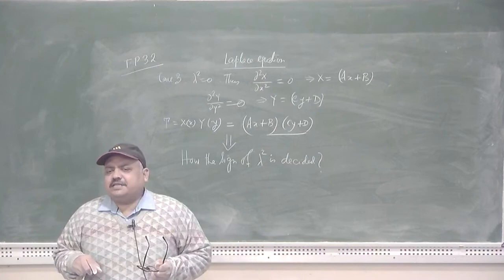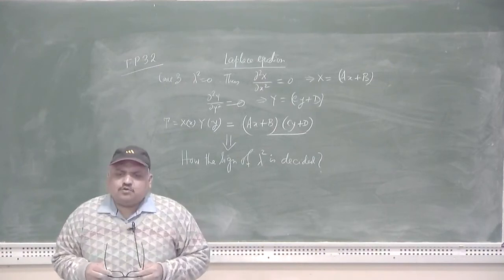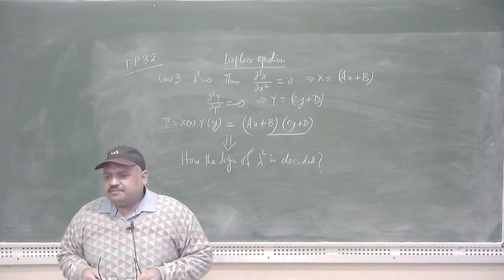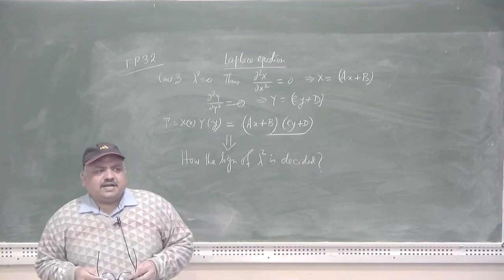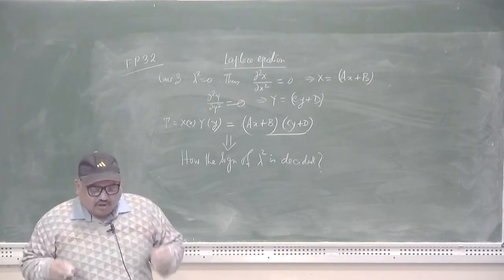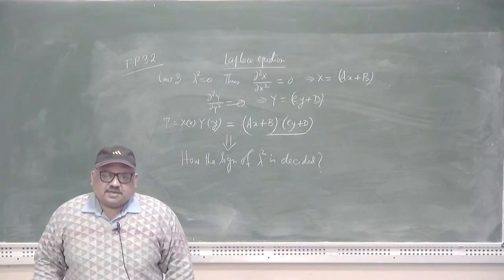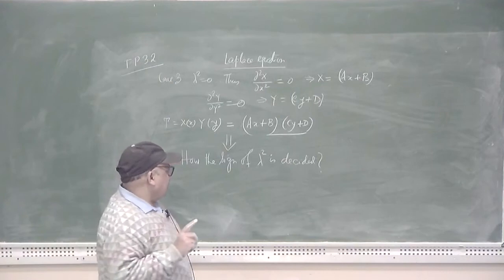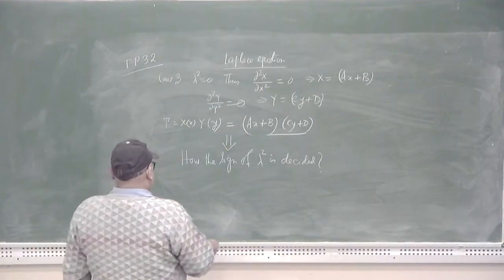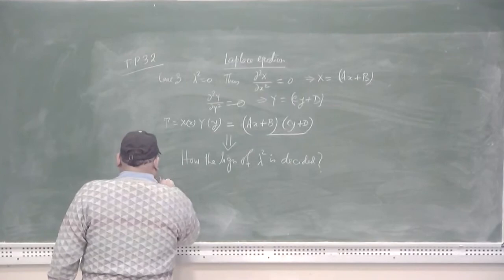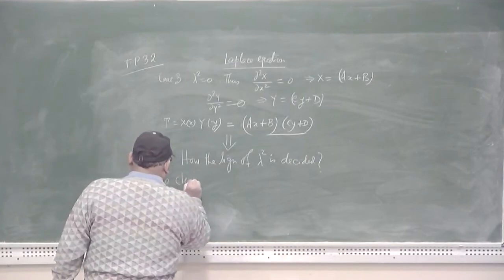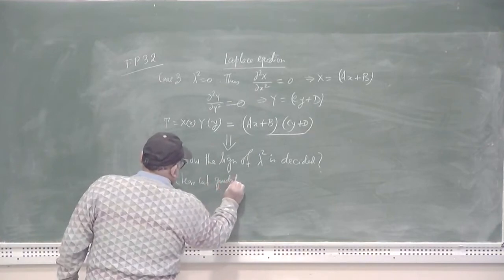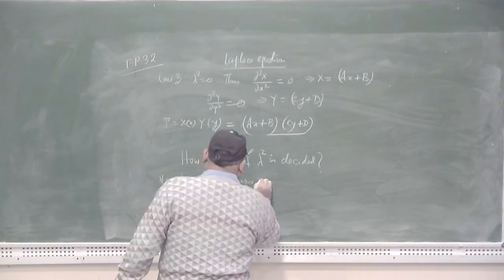Regarding the selection of the sign for lambda square, there is no clear cut guideline in any textbook, but on the basis of experience, some guidelines can be sketched. What are those guidelines? No clear cut guidelines are there.